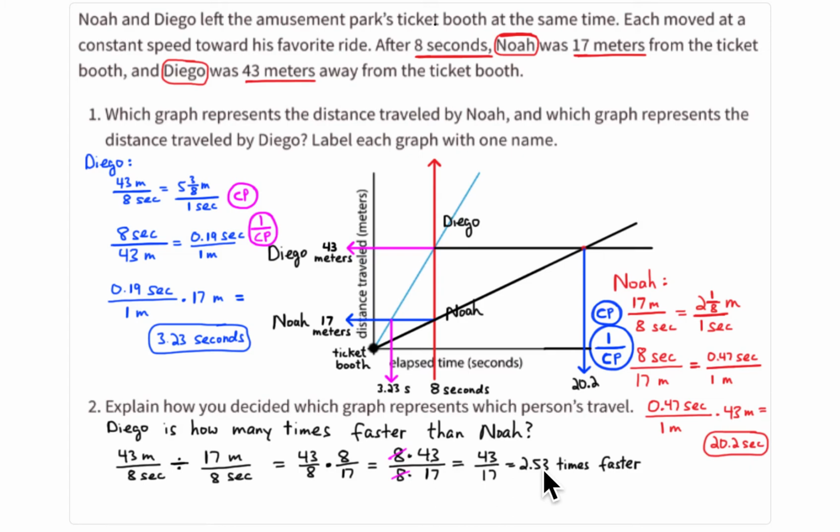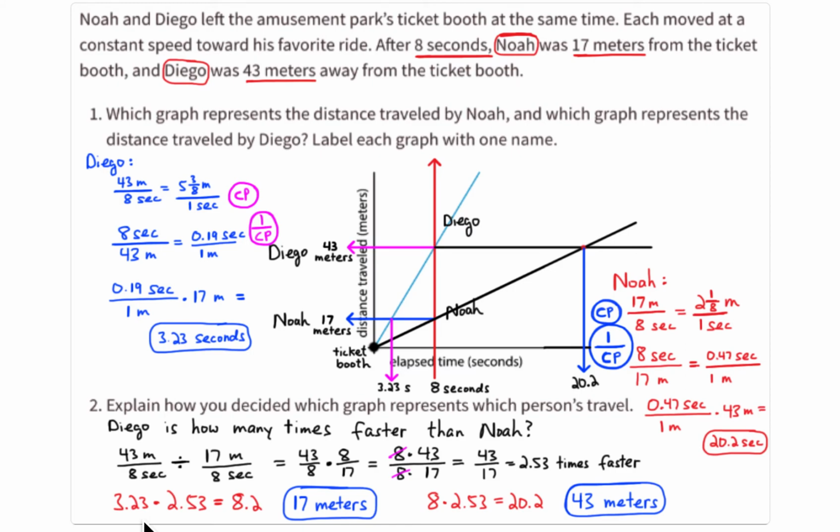And we got a hint of that over here. When this was 1/5, 19 hundredths of a second is about 1/5, and 47 hundredths of a second is about 1/2. Well, 1/2 is 2.5 times larger than 1/5. We'll look at that in just a second. But we start to get a hint of that relationship from there. So the relationship throughout this problem is going to be 2 and 53 hundredths times as you make these comparisons. In this case, it's 2 and 53 hundredths, about 2.5 times faster that Diego is traveling than Noah.